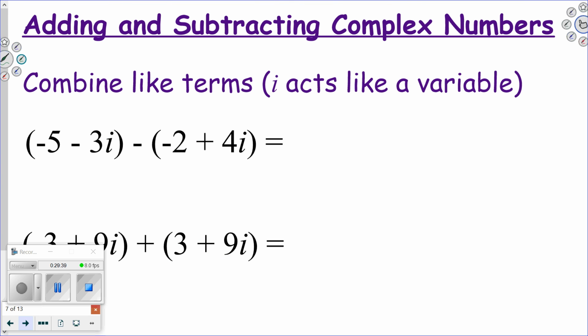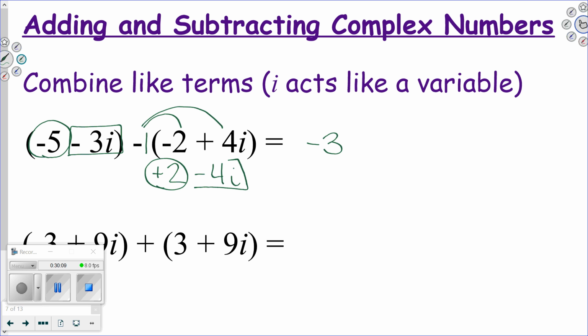Okay, what about that one? Do I have to distribute something? Yeah, we absolutely have to. From left to right, the first part's not changing. Second part, though, that's going to change that to what? Plus 2, and it changes that one to a negative 4i. All right, then we can put our like terms together. Negative 5 plus 2, and we have negative 3i minus 4i. It's negative 7i.